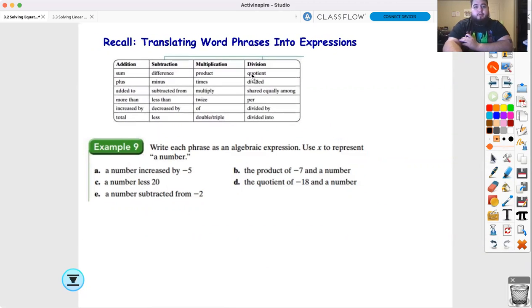Recall translating word phrases into expressions. You don't have to draw this box again, just because you are gonna have to write another box in this presentation. We've done this before, but remember to have access to it in your journal. Remember where it's at. And then example 9, I'm gonna go ahead and give you all 3 minutes to set up this example.